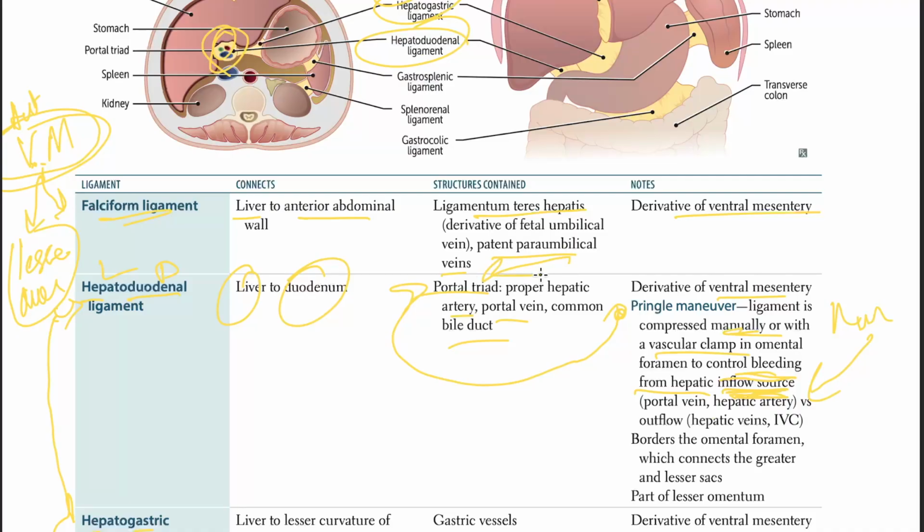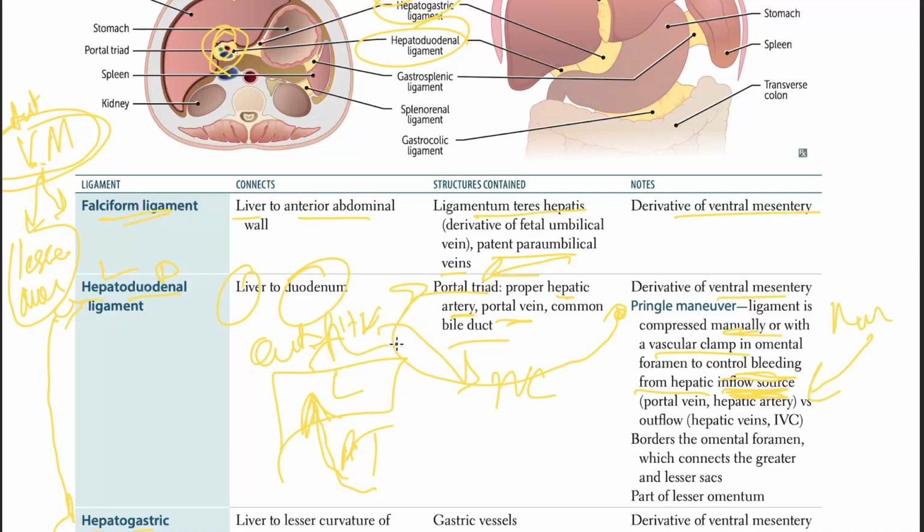Now you will say, what is inflow, what is outflow? Let's just explain. Portal triad is putting in everything from the hepatic artery and the vein. All that blood is going into the liver. Then the vein is going to come out of the liver, which is going to go to the IVC, right? So that vein that comes out of it is the hepatic vein that will go into the IVC. That's the outflow.